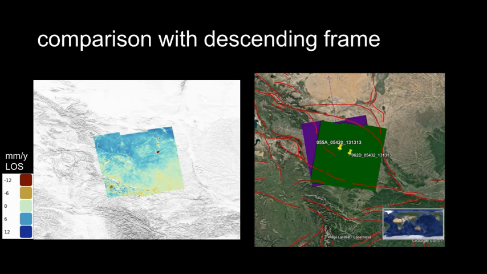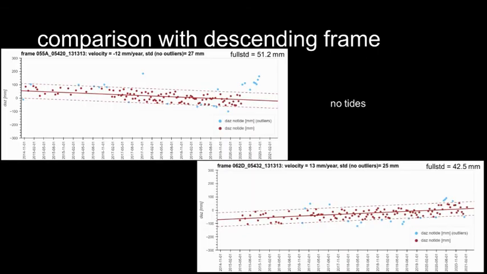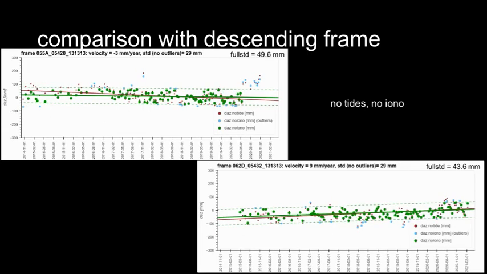Let's compare the results with an overlapping descending frame. In both cases, the estimated velocities are similar, 12 or 13 mm per year towards south. The ionospheric correction flattened both time series. However, their estimated velocities now differ.